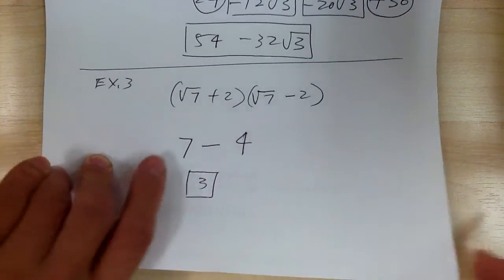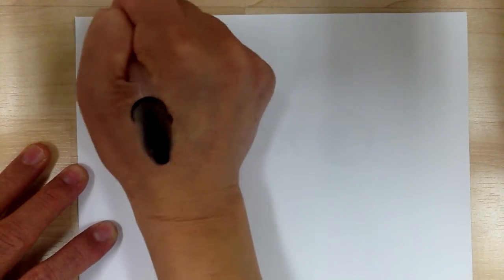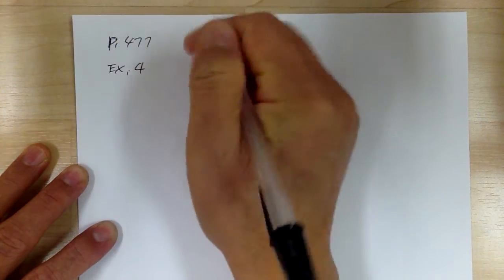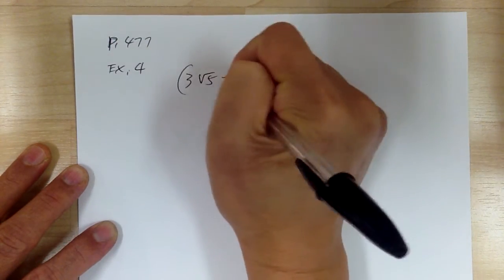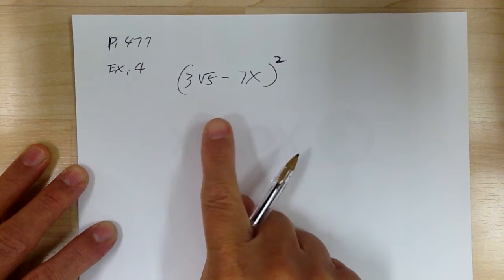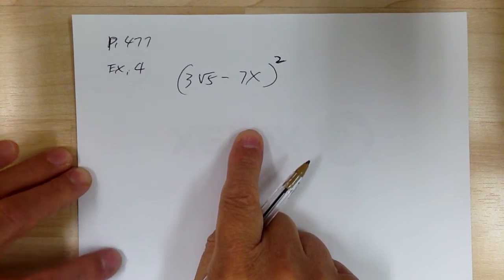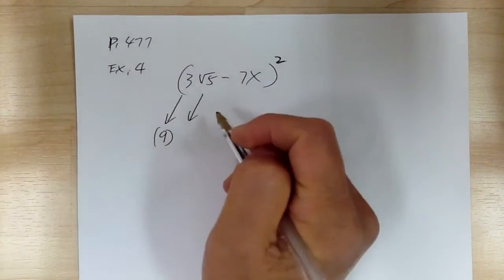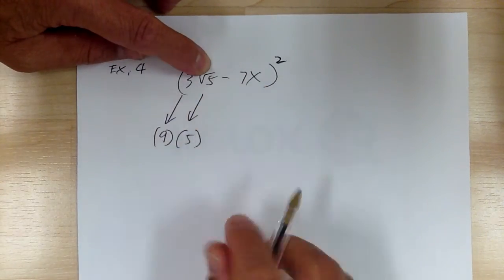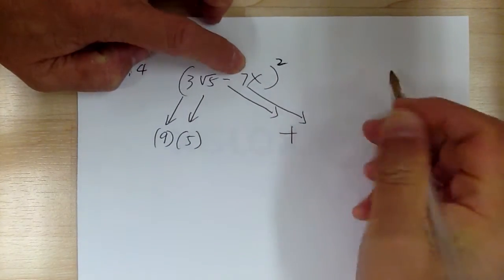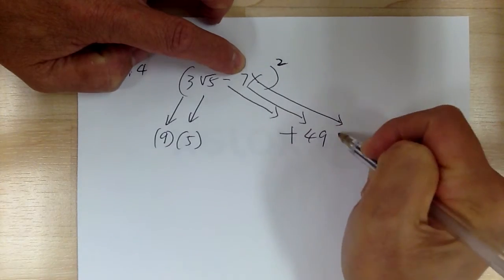Now let's go to example 4. You've got 3 square root of 5 minus 7x, squared. Again, this is a special product. This is your perfect square. To multiply a perfect square, remember you square this, you're going to get 9. You square the square root of 5, you get 5. So you just square each part. And then plus, you square this, which will give you 49. You square that, you get x squared.